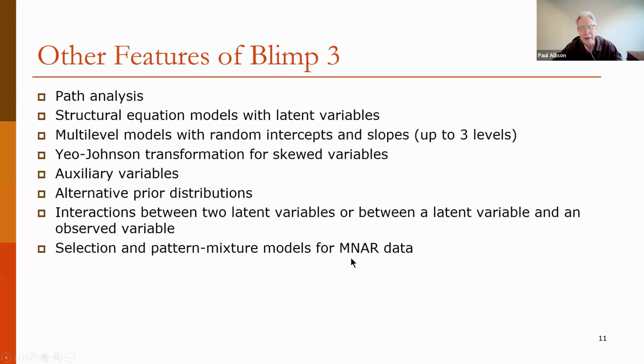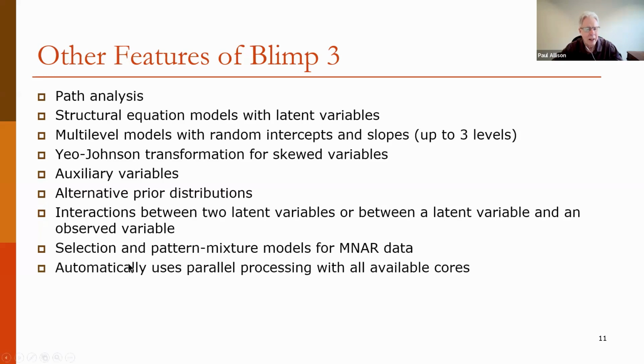If you believe that your data are not missing at random, and again, the default is to assume missing at random, you can estimate selection models or pattern mixture models within this general framework. Another nice thing about BLIMP3 is that if you've got multiple cores on your computer, it will automatically do parallel processing with all available cores to greatly speed up the computation time. And lastly, and importantly, you can have combinations of all of these things. A lot of packages might allow you to do this, but at the same time, you couldn't do this. But all of this can be done within one general framework.